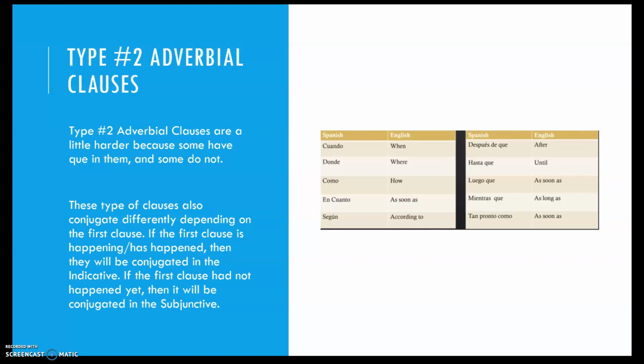So the way to conjugate these all depends on the first clause in the sentence. So if the first clause is happening or has happened, then it'll be conjugated in the indicative. And this is for the verb after the clause. And if the first clause has not happened, then the verb will be conjugated in the subjunctive.